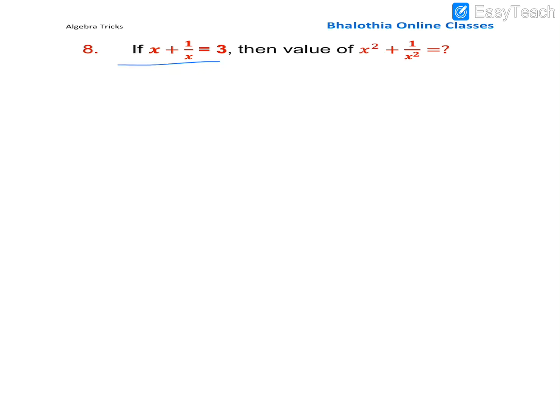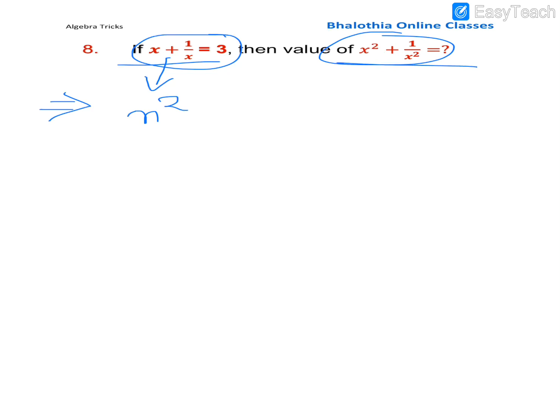So in the next question, x plus 1 upon x is given and we have to find the value of square. So here what is given? Plus. So guys, I have explained this in 3-4 videos: if plus is given, then for the square we put minus. So n square minus 2. If plus is given, we put minus here. If minus is given here, we put plus here. That's the trick you have to keep in mind.